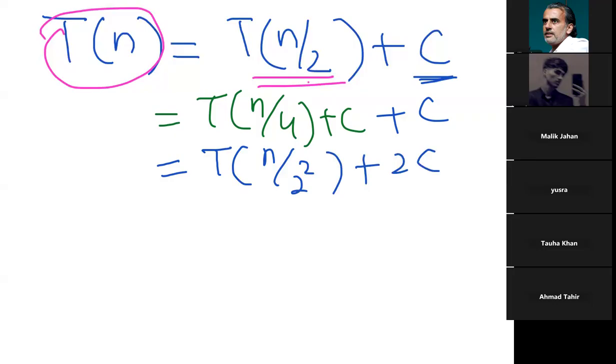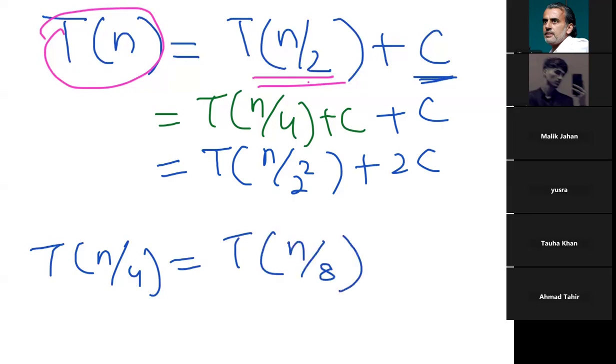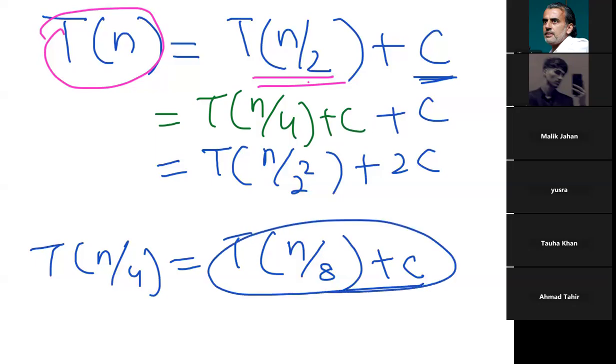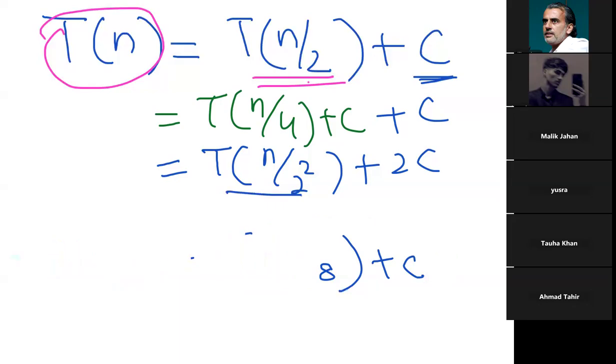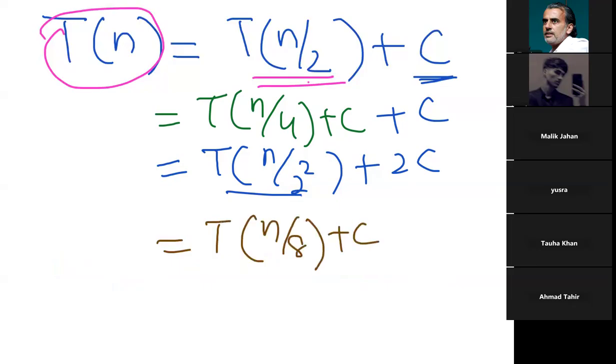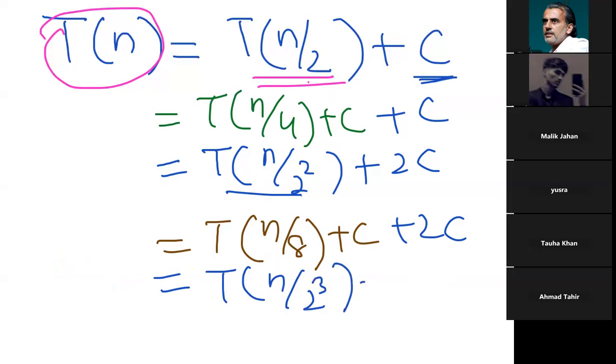Now, what is T(n/4)? T(n/4) would be half of the input, T(n/8), the number of steps required to process half of the input, plus a constant number of steps. We'll plug in this thing over here, and our expression should start looking like this. It will be T(n/8) + c plus the previous two c's. And we can simplify it to T(n/2^3) + 3c.